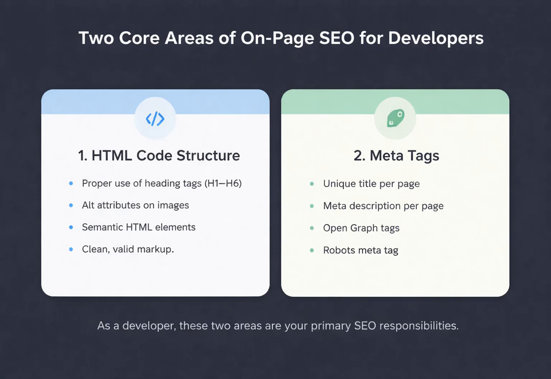So when it comes to SEO from a developer's perspective, not a digital marketer's perspective, but specifically as someone writing and deploying code, there are two core areas you need to focus on. The first is your HTML code structure, how you use heading tags, whether your images have alt text, whether you're using semantic HTML elements correctly. The second is meta tags.